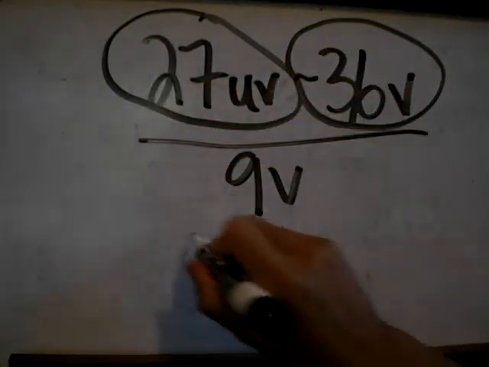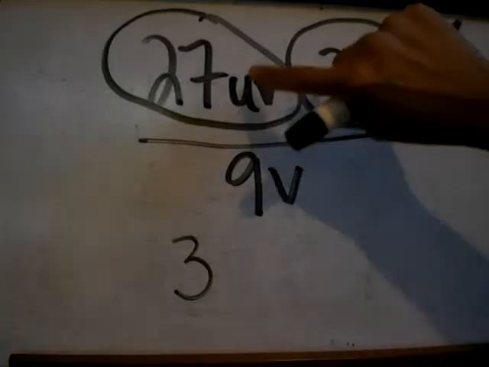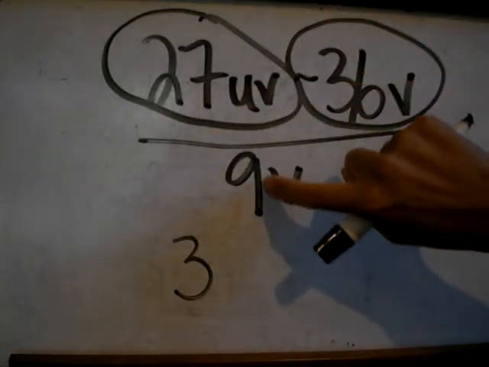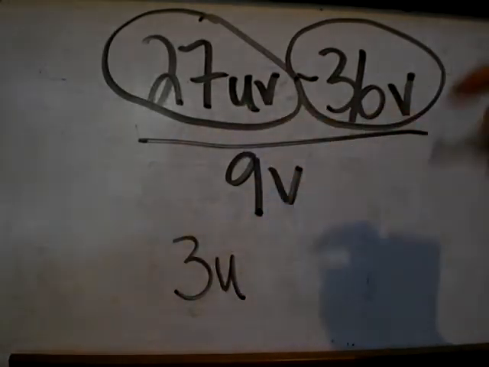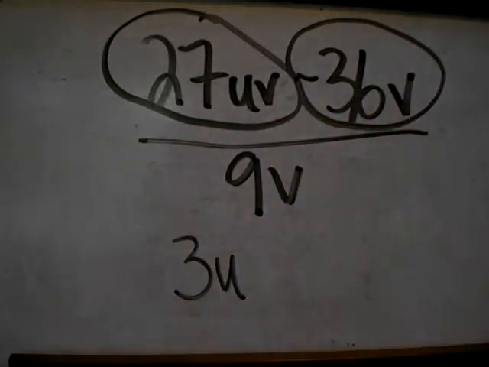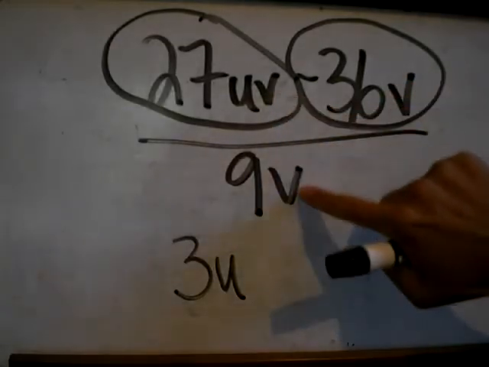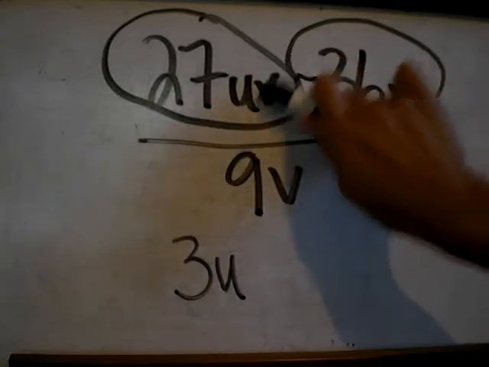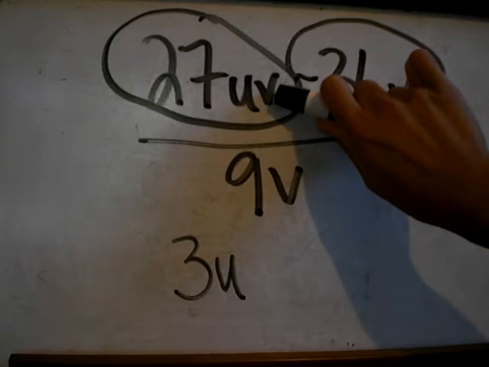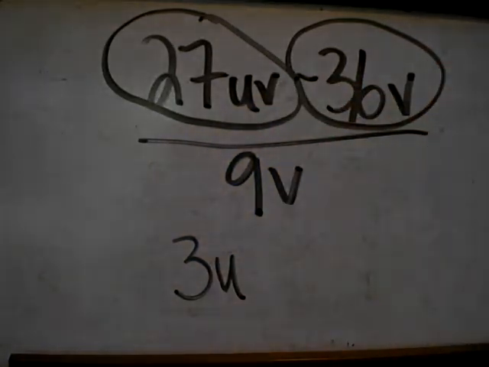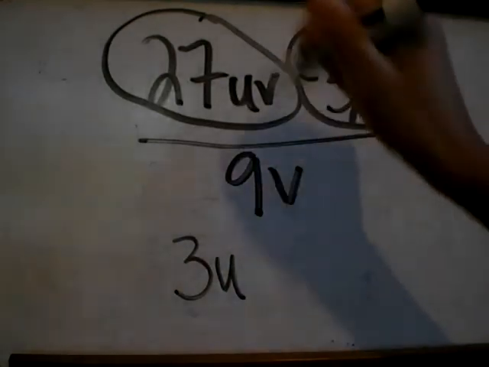You can do it this way. 27 divided by 9 is 3. Then we've got u divided by, there's not another u, so we have to bring that down. It's like u divided by 1, so we keep the u. But we do have a v over the v, so they cancel each other out. Remember, this variable represents a number, and any number divided by itself is always 1. So we're done with that term.